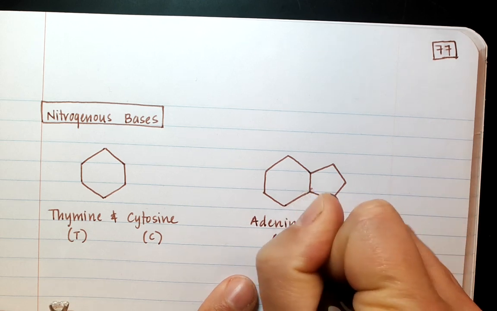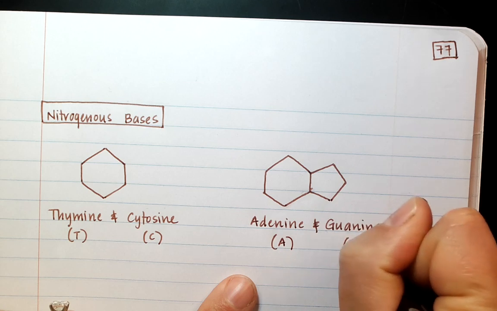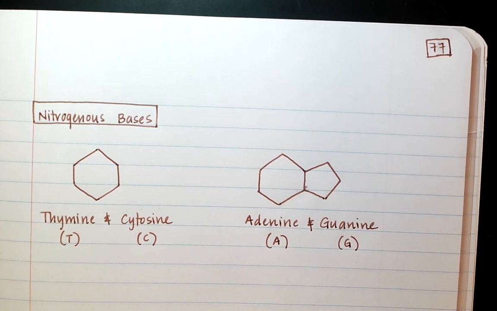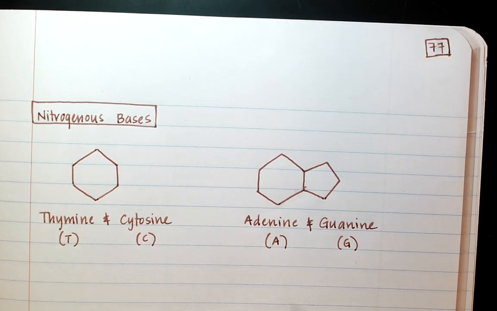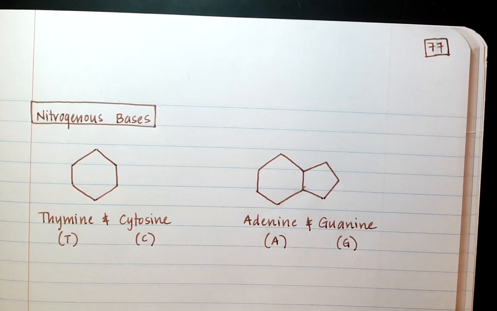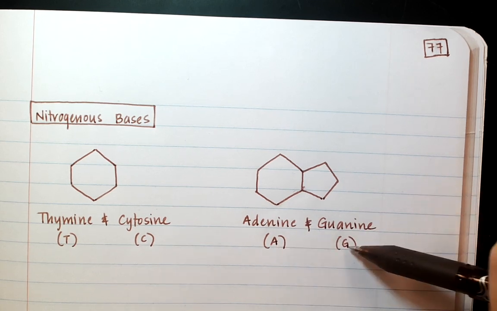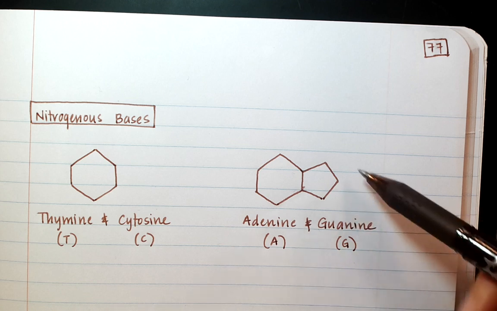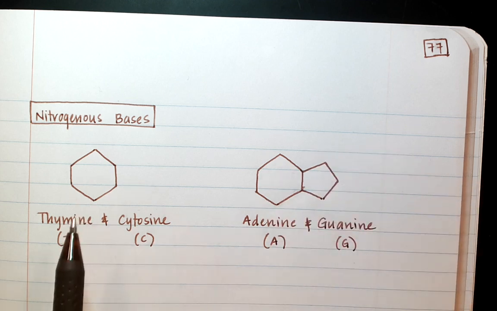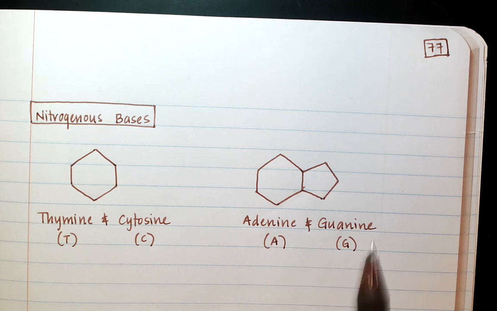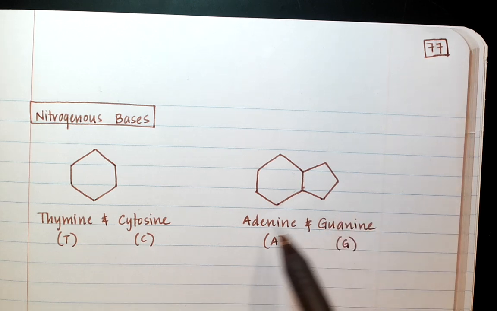So A and G. And here's how I remember which ones are large and which ones are small. The word large has an A and a G in it. So those are large. The small ones are cute. That has a C and a T in it. So the little ones are cute, C and T. The large ones are A and G.